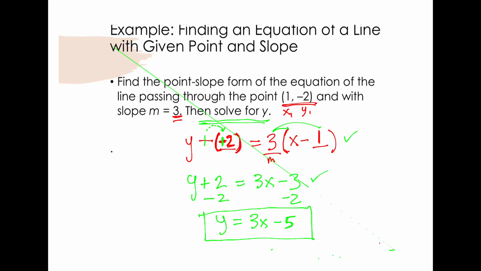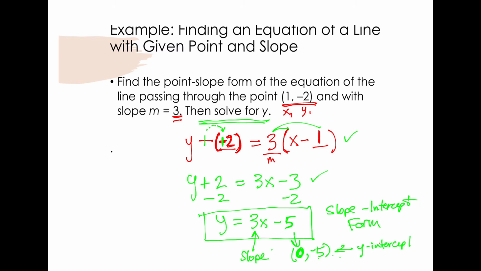And notice that I put this into slope-intercept form. Slope-intercept form is always solved for y. So y is by itself on one side of the equation. And so when it's in this form, I see the slope, but I also see, and we're going to talk about this a little bit more, the place where it crosses the y-axis, which always has a 0 for x. So 0, negative 5 is my y-intercept, which is why we call it the slope-intercept form.